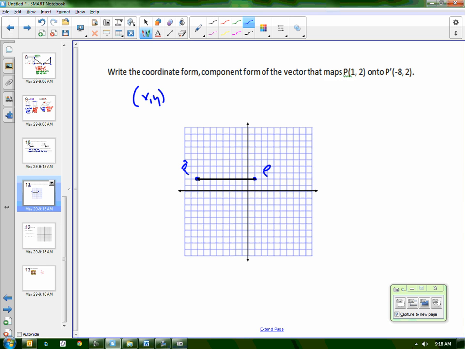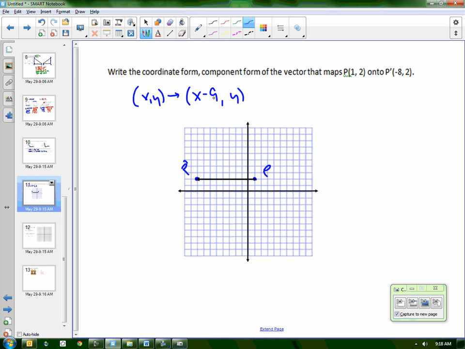Thank you. All right, so from P to P prime, in terms of the coordinate notation, I'm going to say x minus, how far left? From 1 to negative 8. I'm going to go left 9, and I'm not going to go up or down at all. So I shouldn't put 0, I should put y.